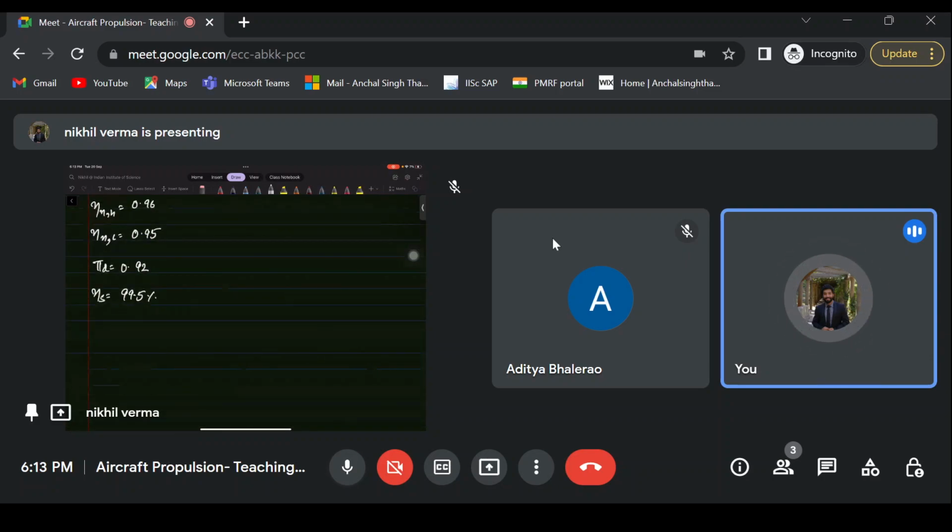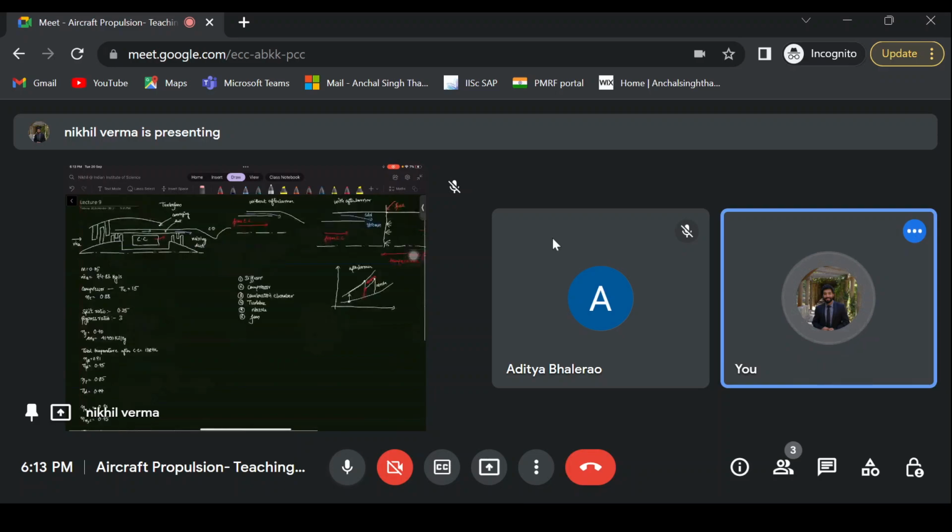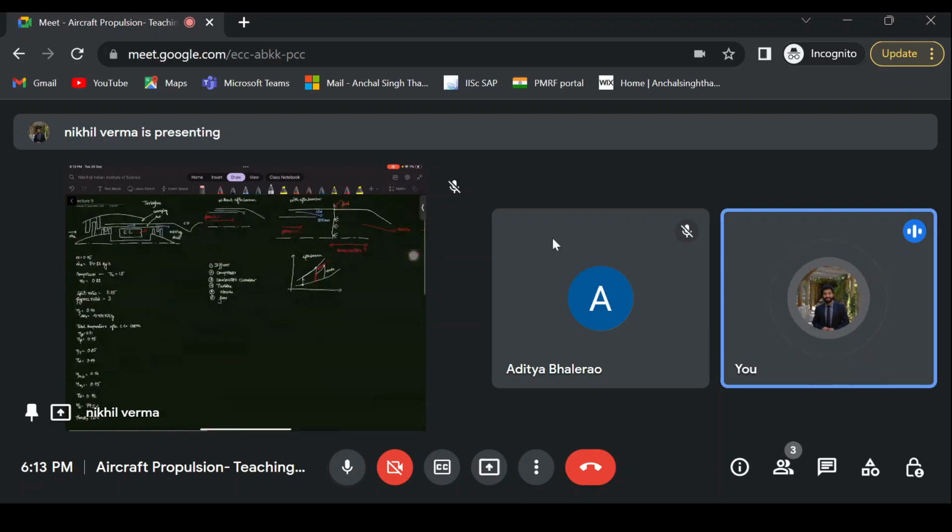And it is required, what is the thrust and TSFC? So maybe you can look into the question again. I hope it is visible.